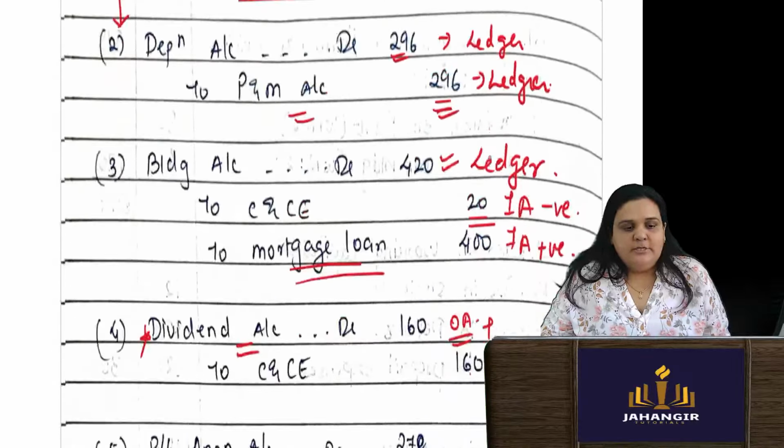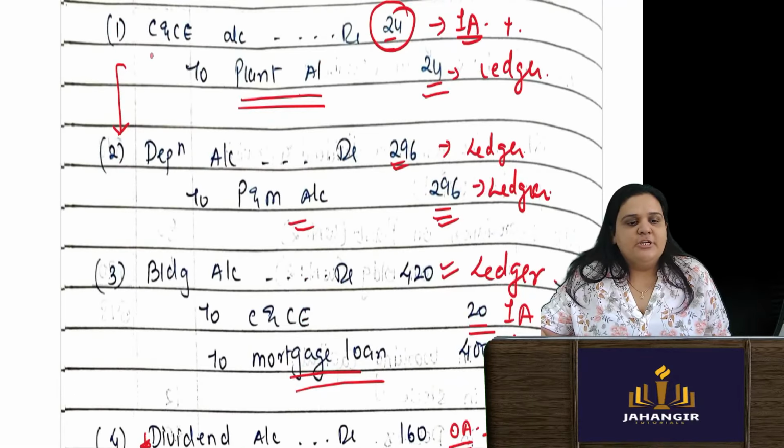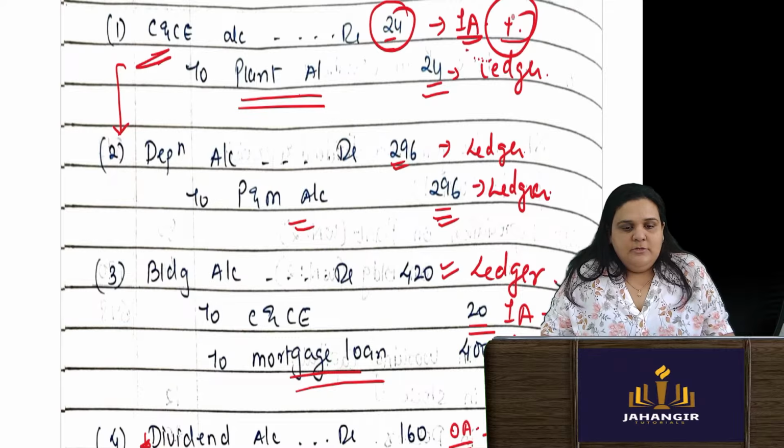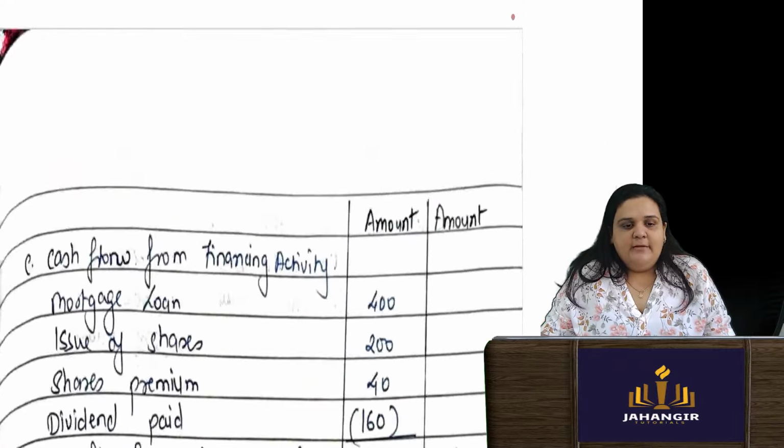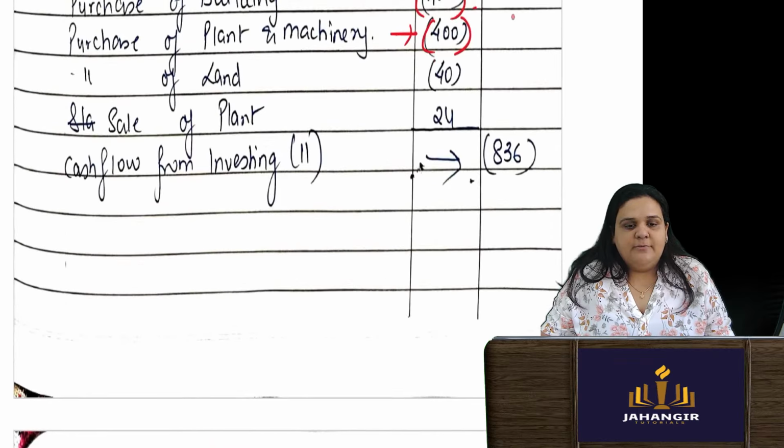In my ledger journal entries, there was a sale of plant, no, cash and cash equivalent to plant. Investment activity, I will add. Remember this I had written. Therefore I will add it back here in my investment activity. Add 24 to get 836 cash outflow from investment.